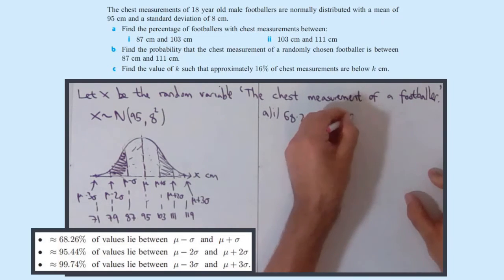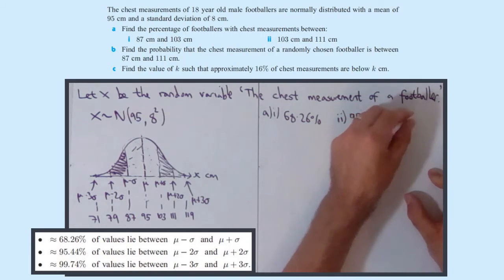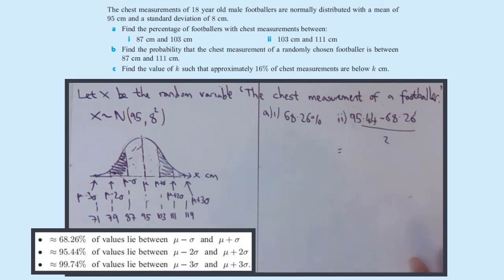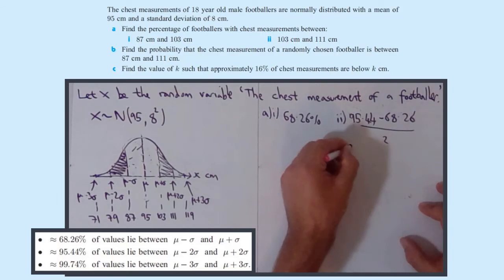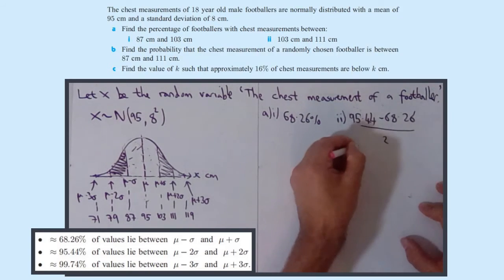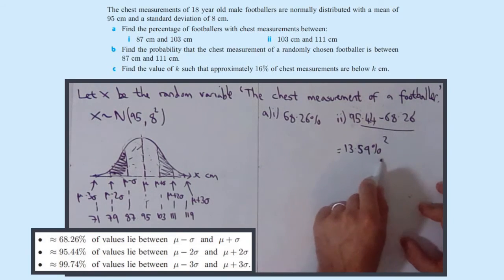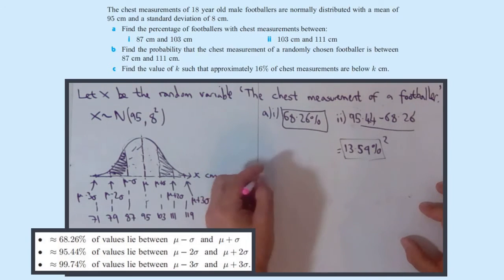So I need to do 95.44 minus 68.26, and then I'm going to divide that by 2. So I will use a calculator, but what I'm not doing is using the functions on the calculator, which we will see in future lessons. So that should give me approximately 13.59%. I'll stick to the accuracy we've been working with. So that's A2.